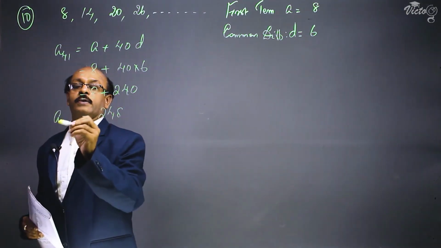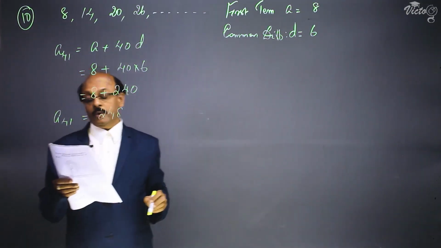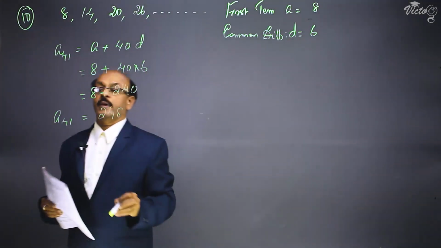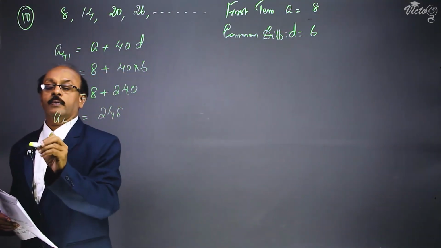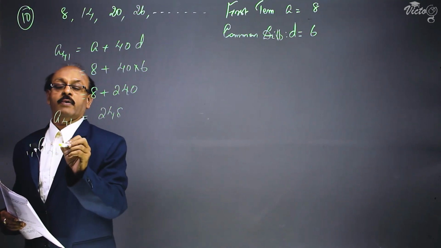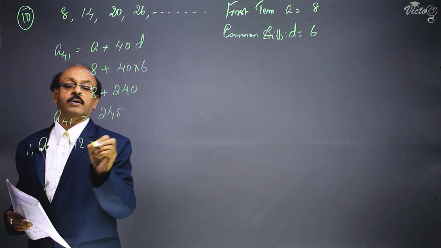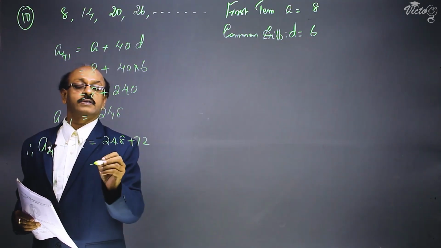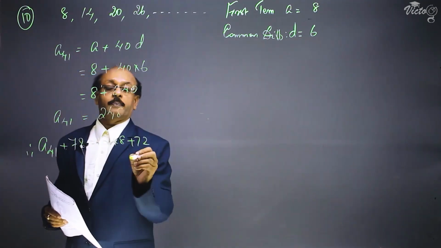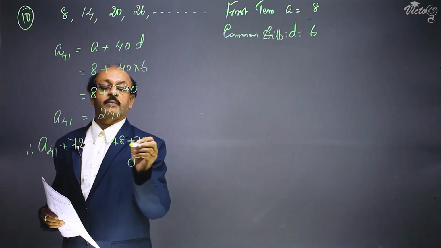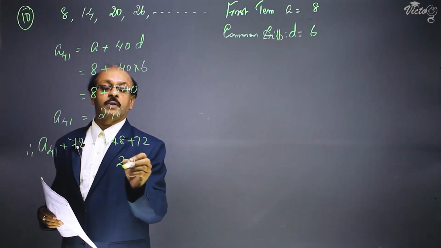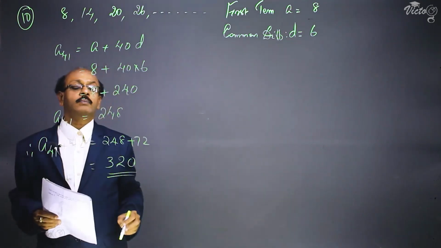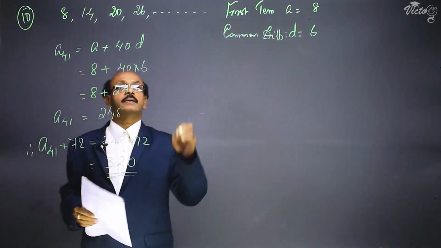248. This is the 41st term. Now, A41, the 41st term, plus 72. A41 plus 72 is equal to 248 plus 72, which is equal to 320 (8 plus 2 is 10, 7 plus 1 is 8, 8 plus 4 is 12, 2 plus 1 is 3). Let us assume 320 to be the nth term.